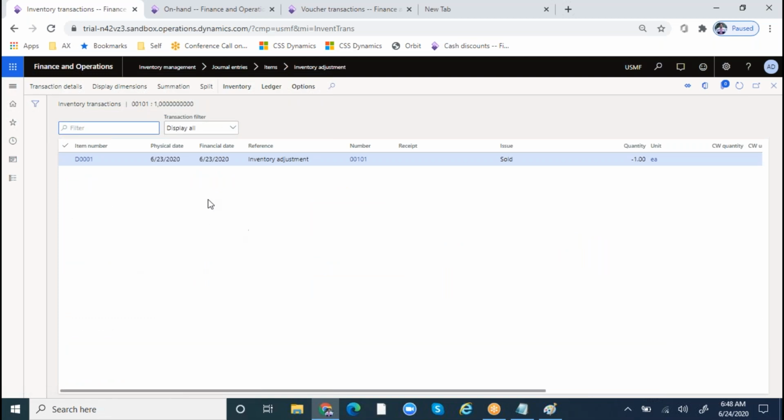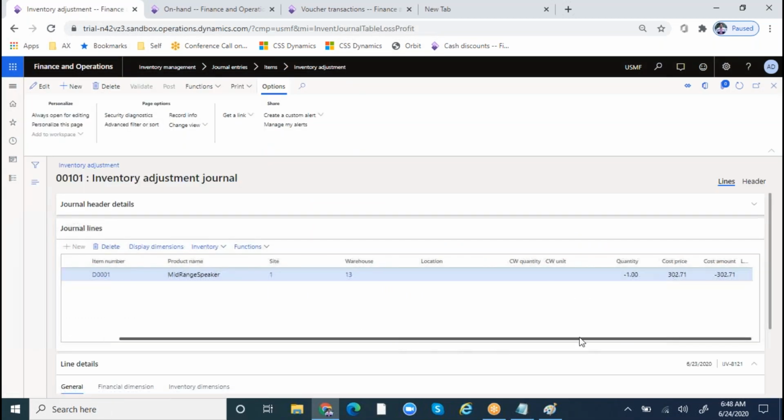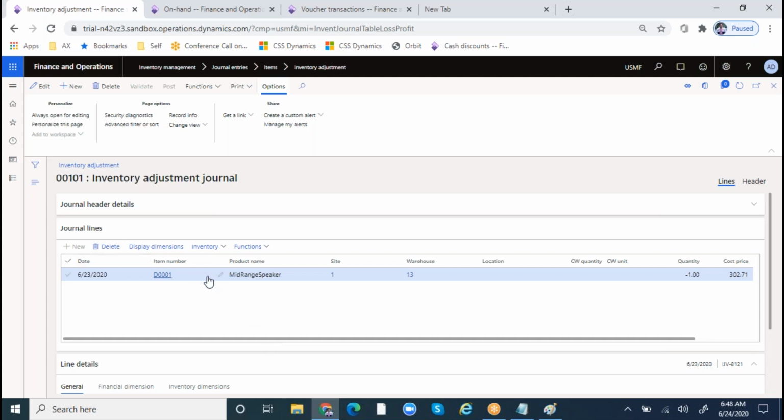Suppose this is the journal we have posted just now. This is the inventory adjustment journal we have posted. So there is always a physical amount and a financial amount. Financial means at the time of invoice, physical means at the time of product receipt. In the same manner, for a sales order, physical means packing slip, financial means invoice.